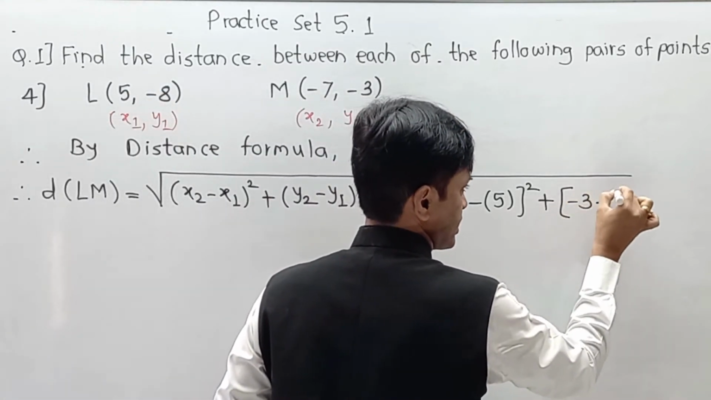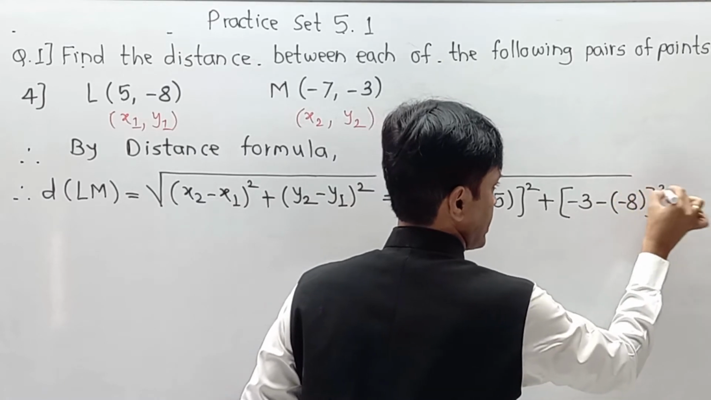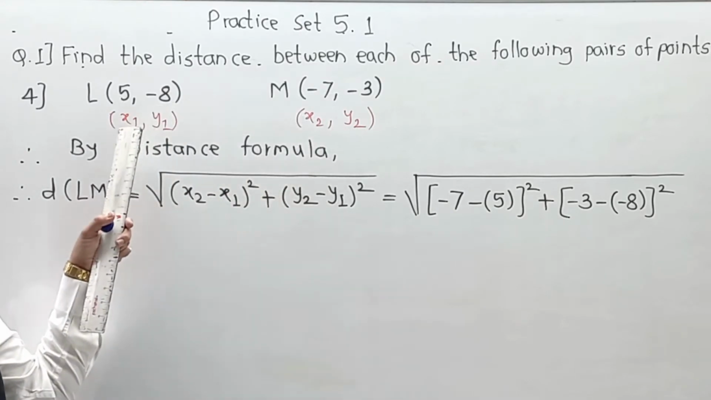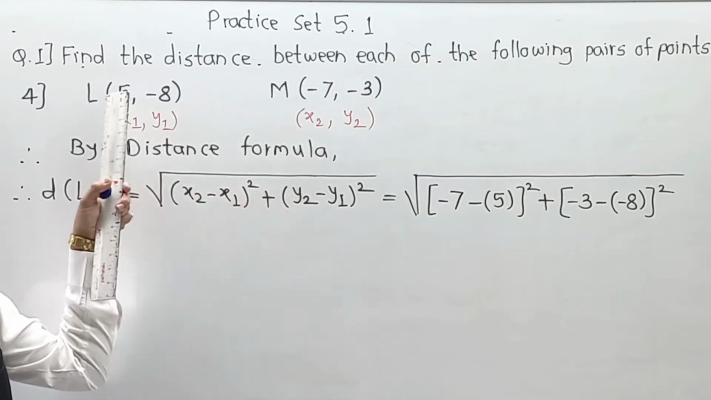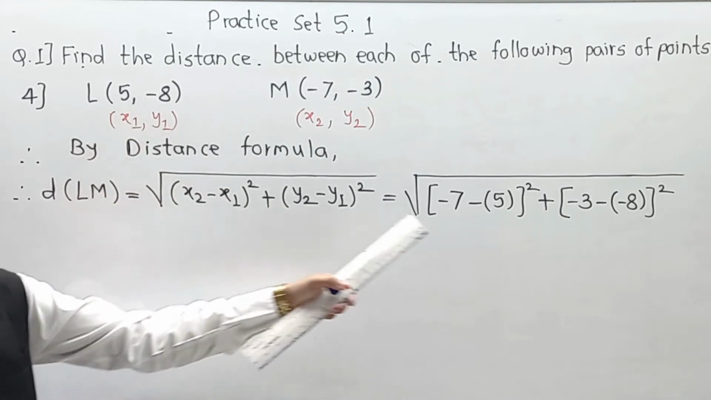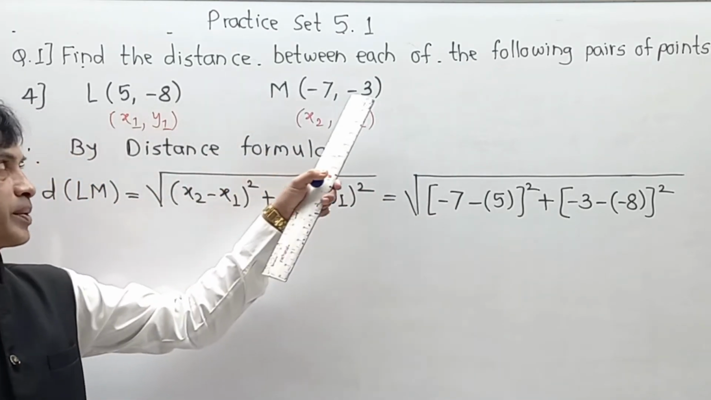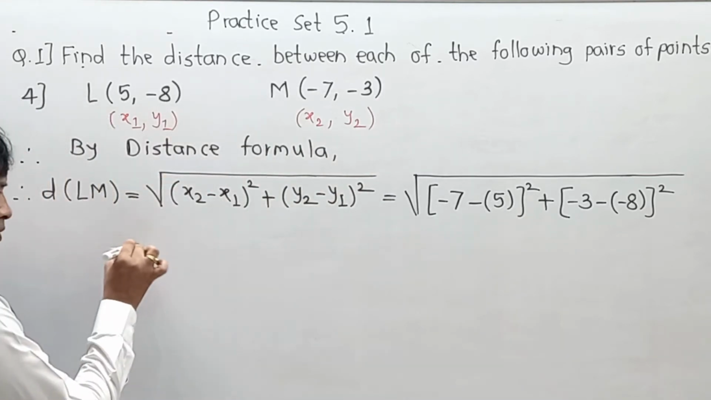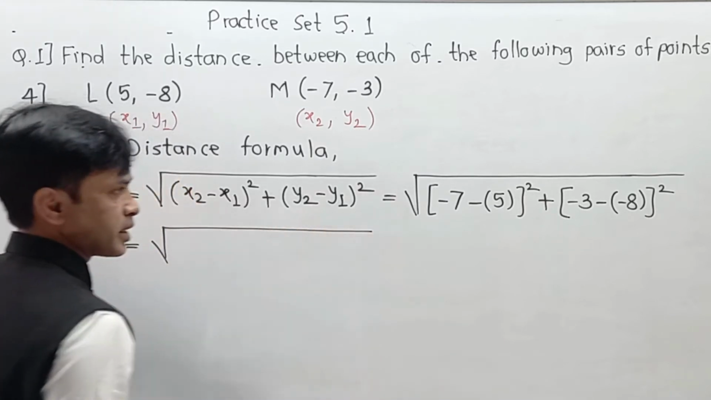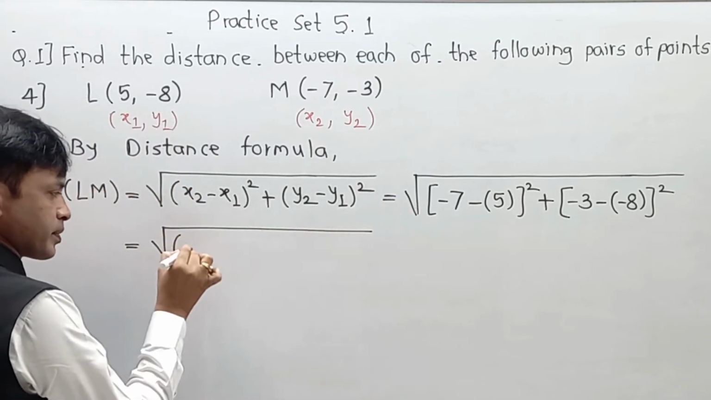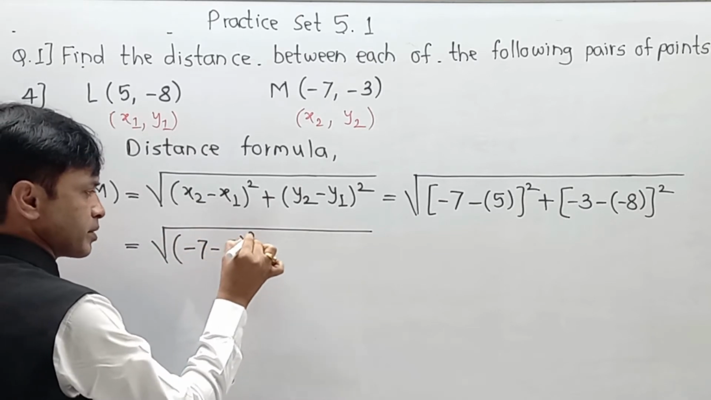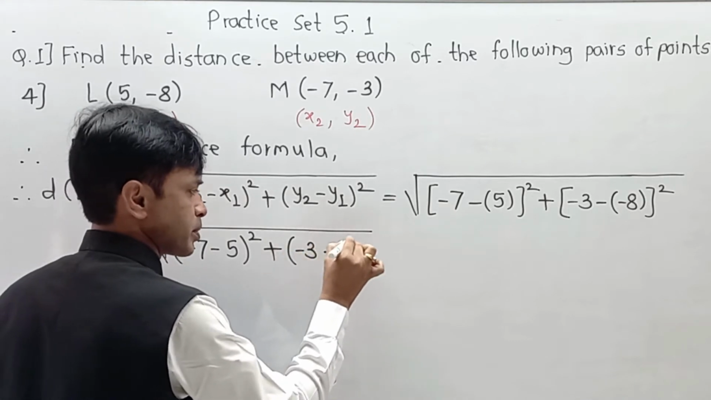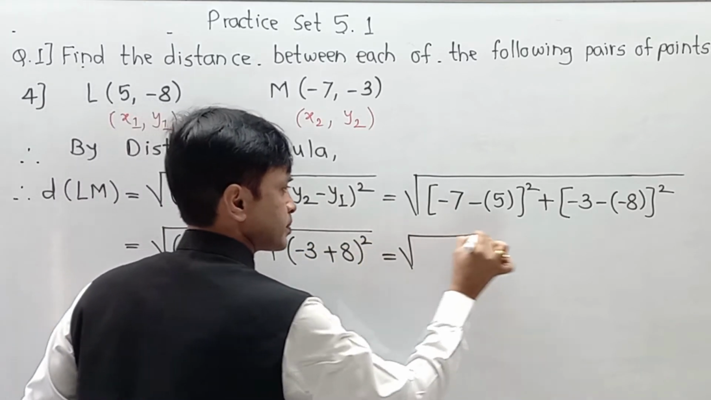So minus 3 minus of minus 8, entire bracket square. In this way our first step is completed. (x2 minus x1) bracket square means minus 7 minus 5 bracket square, plus (y2 minus y1) means minus 3 minus of minus 8 bracket square. Making simplification: minus 7 minus 5 bracket square plus minus 3 minus of minus 8 bracket square.